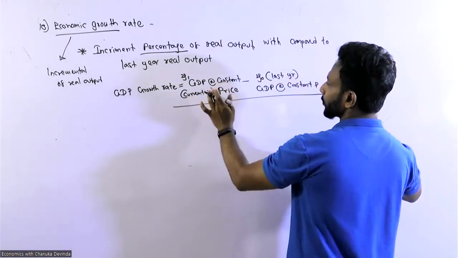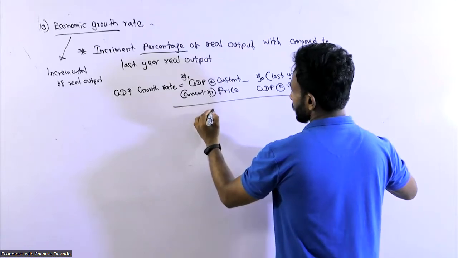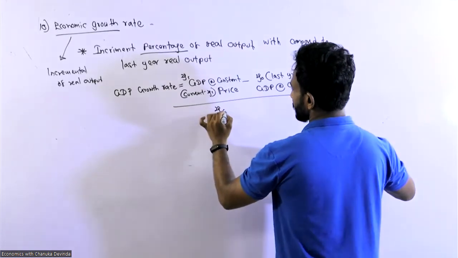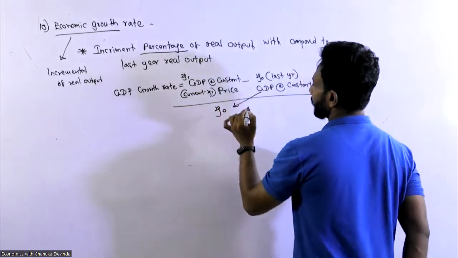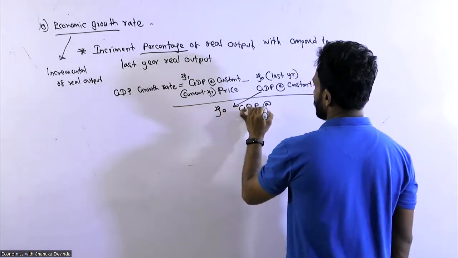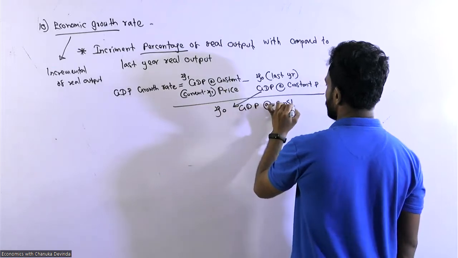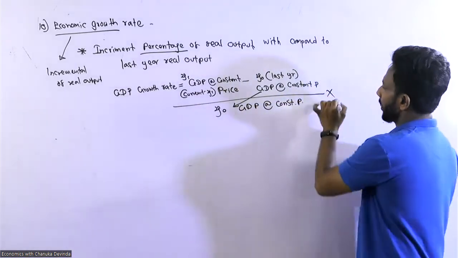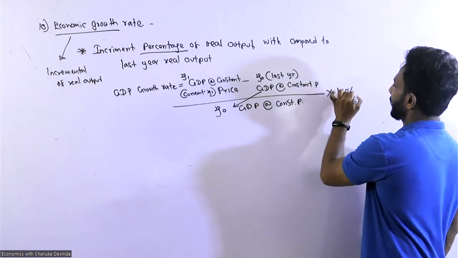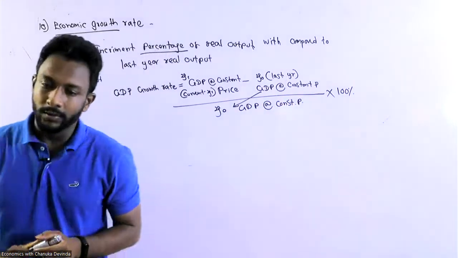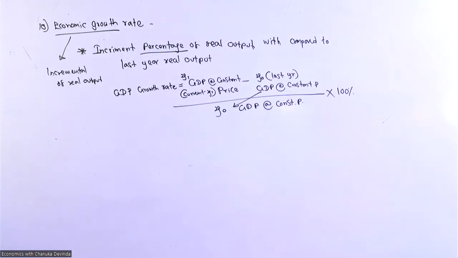Real output and constant price are the same. So here, compared to last year real output, year 0, this is the last year real output. Year 0 GDP at constant price, into 100, the growth rate percentage. So this is it.